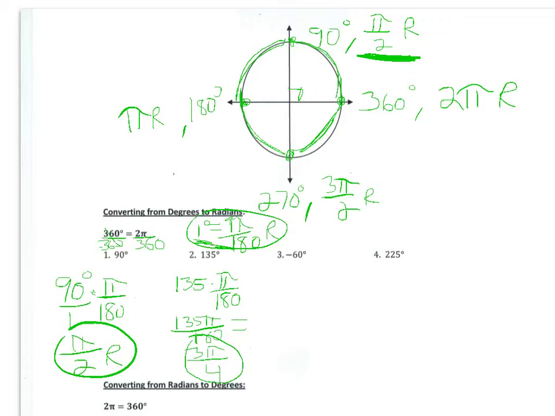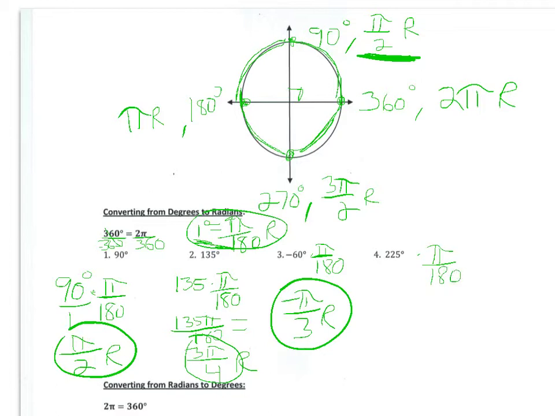Okay, negative 60 degrees. Again, I'm going to multiply this by pi over 180. You would get negative 60 pi over 180, which reduces to negative pi over 3 radians. I forgot to put r for these. And then for 225, same thing. If I want to go from degrees to radians, I always multiply by pi over 180. A good way to think about it is that you usually want pi in the radians, so the pi has to be up top. So when we do that, you get 225 pi over 180.